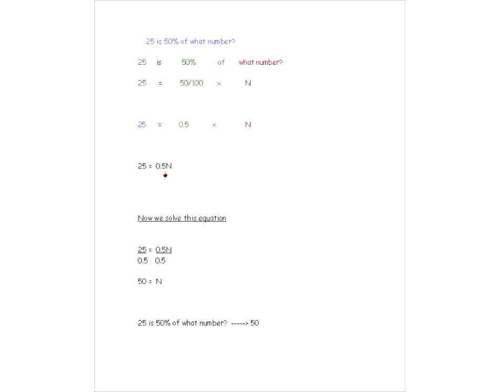Now what are we going to have to do to both sides of this equation to solve for n? Well, we know we're going to have to divide both sides by 0.5. And when we do that, we get n on the left, and we get 50 on the right. Or sorry, 50 on the left, n on the right.